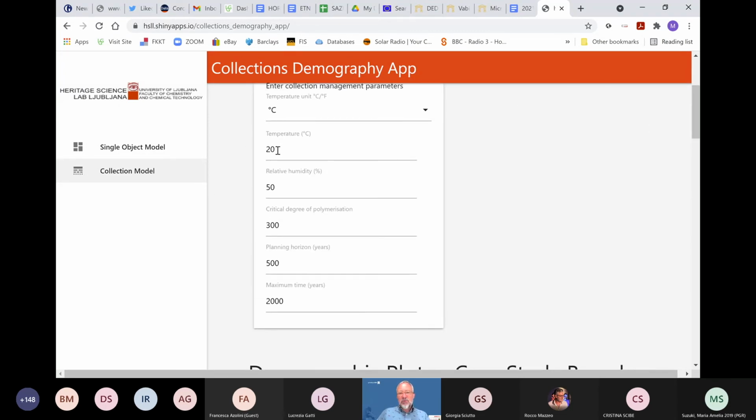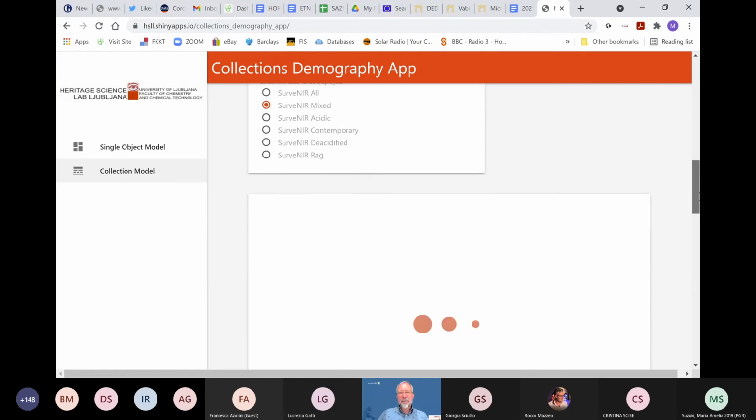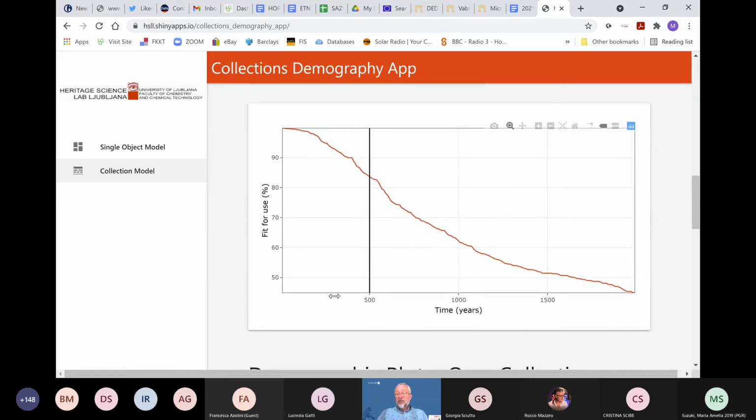Using our app, let's say that we want to keep our collection at 16 degrees C. Let's see what happens with the plot then. If we reduce the temperature in our storage room, we see that we will then keep approximately 84% of our collection for the next 500 years. So the app enables collection managers to model the effects of their decisions.